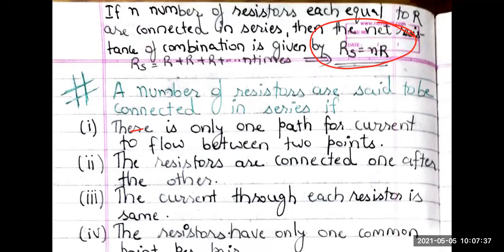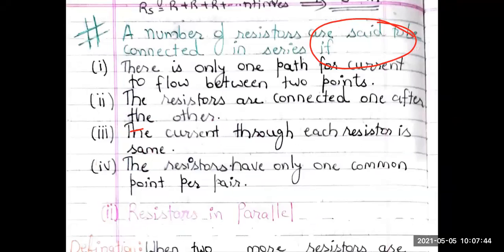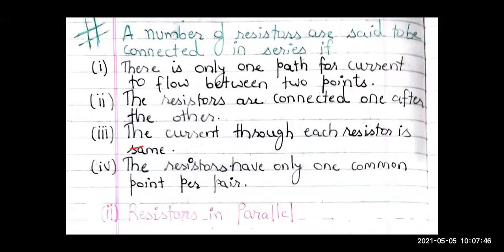So let's summarize this. Let's put an end to resistors in series. In summary, we can say that when you are connecting resistors in series, they have only one path for the current to flow. And as there is only one path, the current will be the same at each and every point on the circuit. The current will be the same for each and every resistor which you have connected.